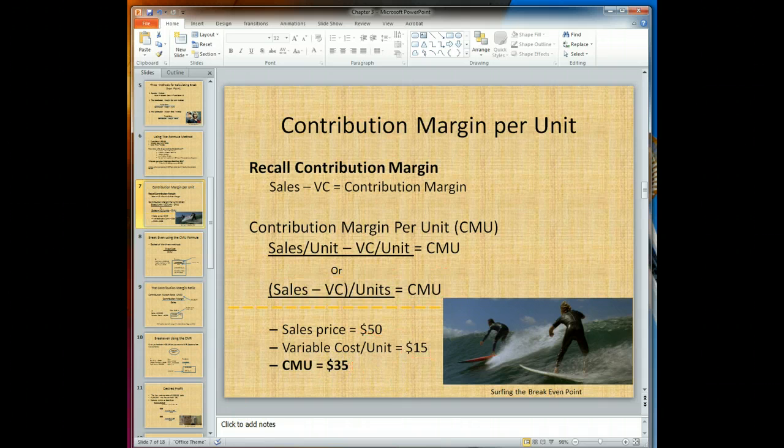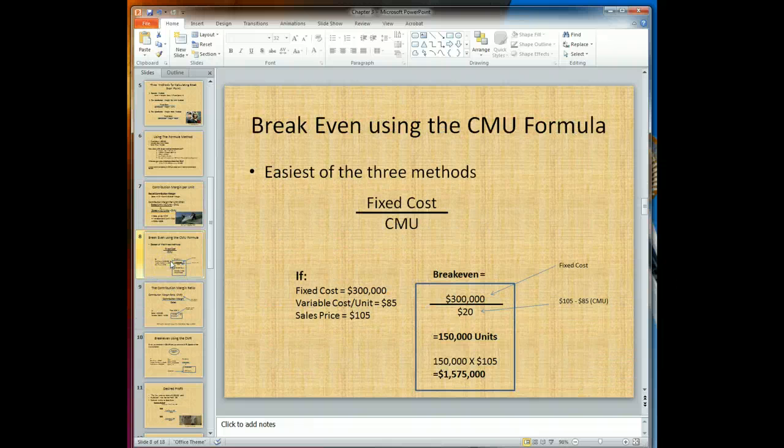Well, Joe, why is that important? Because you can figure out break even using contribution margin per unit. This is the easiest method of the three. You can almost do it in your head half the time. When you're doing it in Excel, even if you try to do the formula method, you're going to end up doing the contribution margin per unit method.